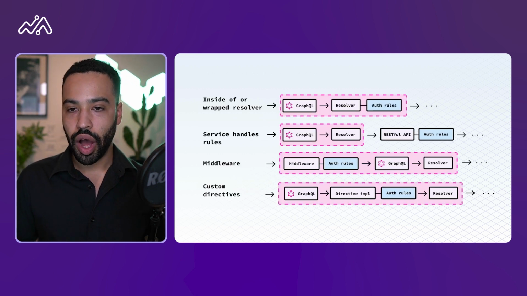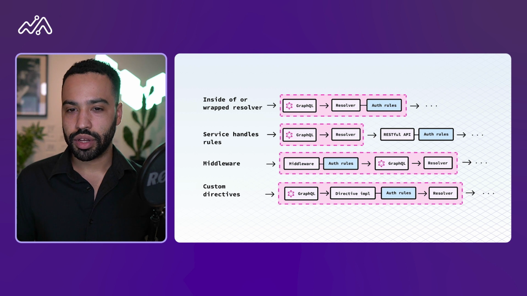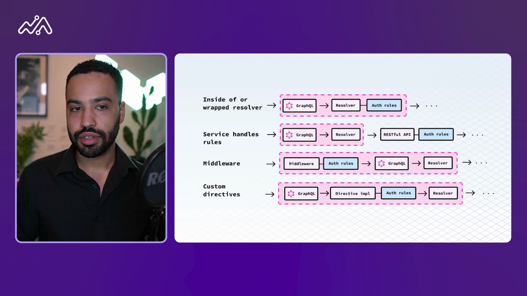So there's a wide variety of places you can put authorization logic. You can wrap resolvers, let the downstream service handle it, use middleware, or use custom directives. It's hard to prescribe a particular approach because there's not really a one-size-fits-all approach. It really does depend on your use case, the architecture, and perhaps even your experience level.